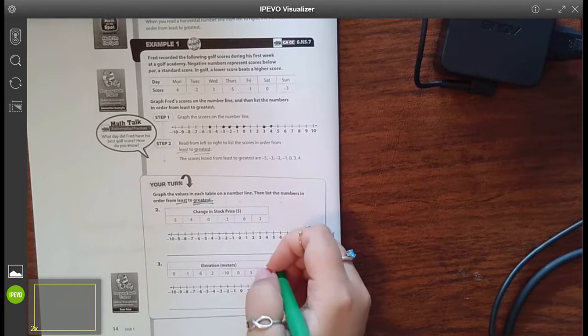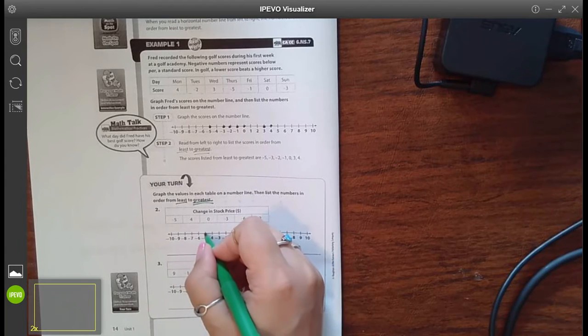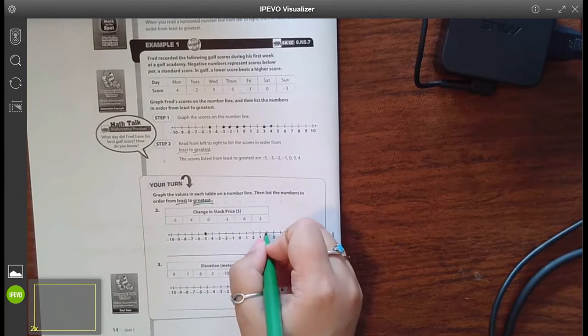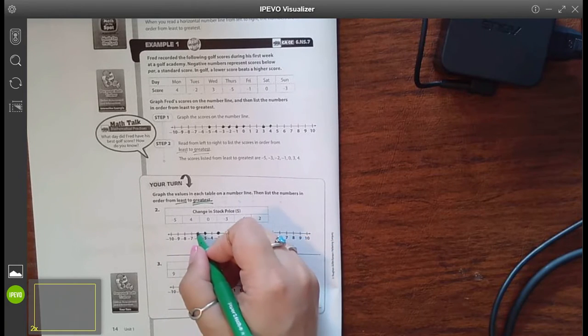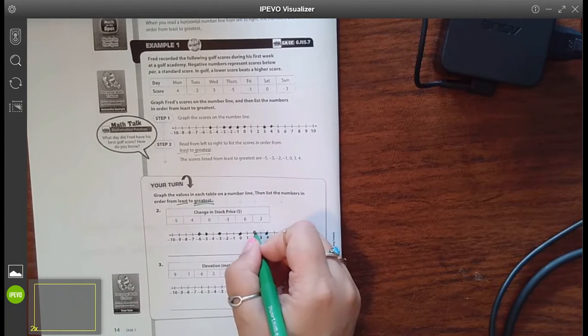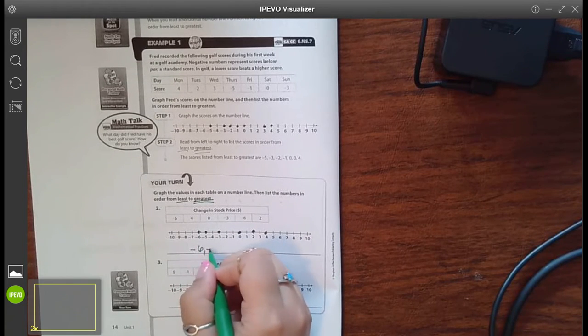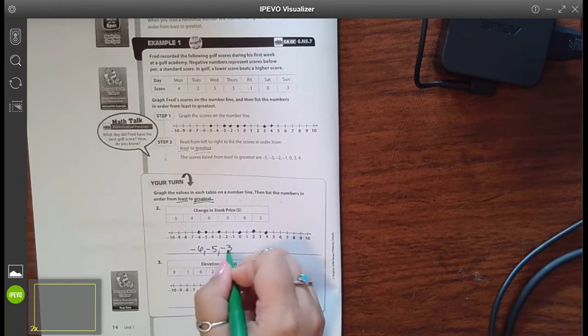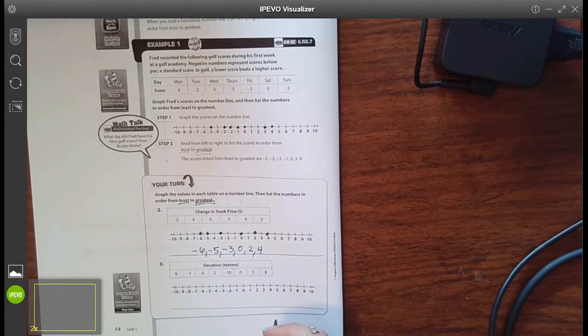All right, if you paused it and you're back with us, so you drew a dot at negative 5, 4, 0, negative 3, negative 6, and positive 2. And then if you list them from least to greatest, that's negative 6, negative 5, negative 3, 0, 2, and 4. Okay?